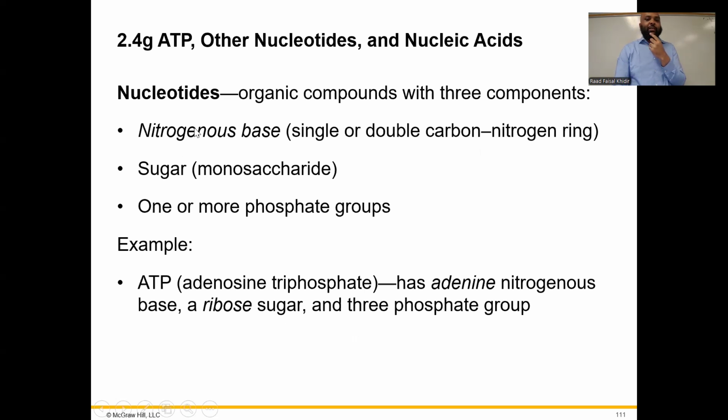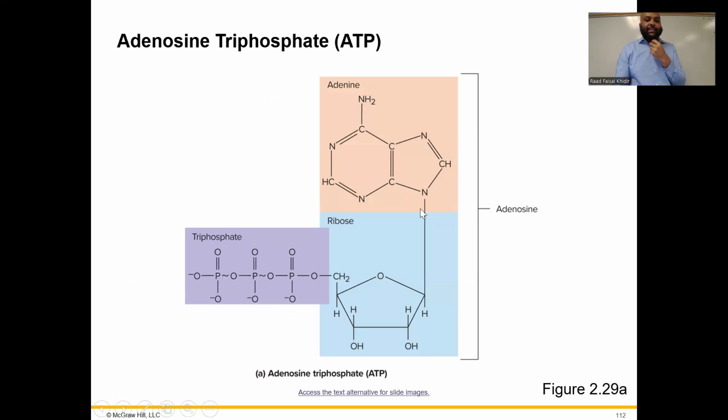So that's ATP. Nucleotides are organic compounds with three components. They have a nitrogenous base, in the case of ATP, it's adenine. They must have a sugar, a ribose sugar, and one or more phosphates. ATP has an adenine nitrogenous group, a ribose sugar, and three phosphate groups. That's ATP right here: that's the ribose sugar, that's adenine, and these are the three phosphate groups.